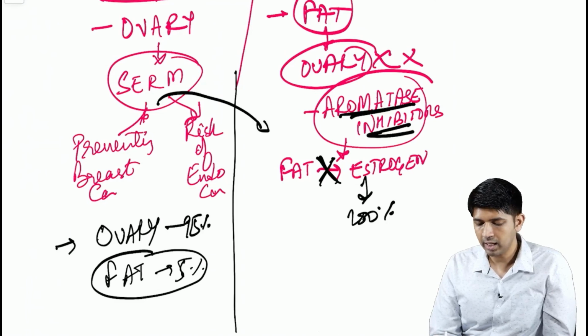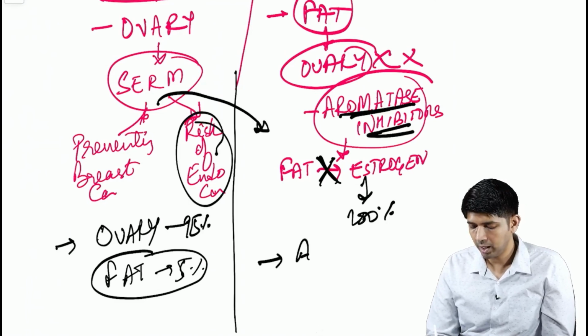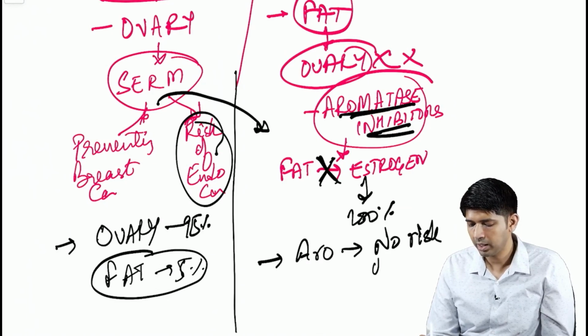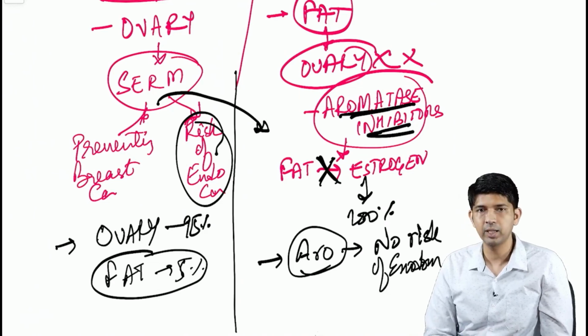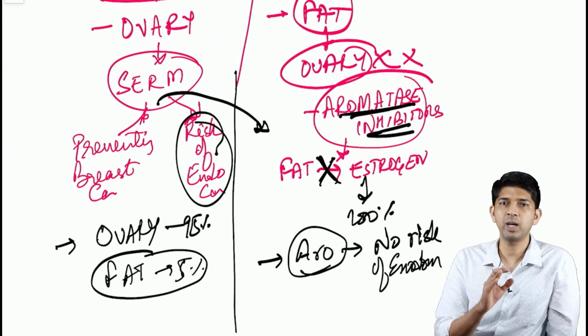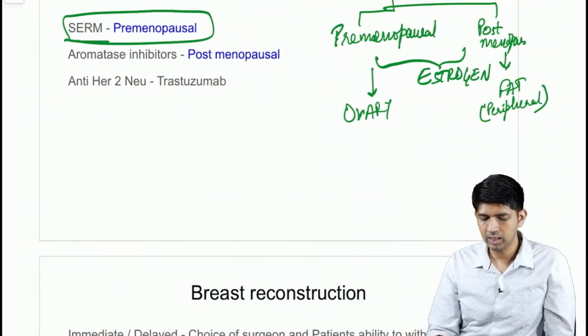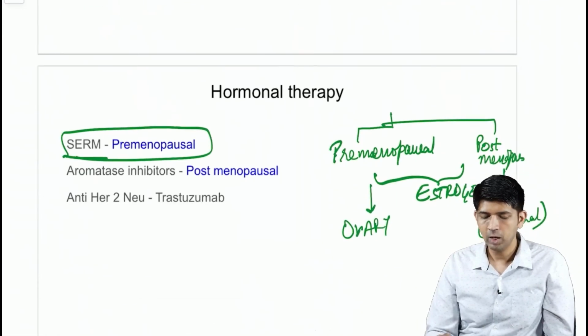So why not a SERM here? Why do you want to take the risk of endometrial carcinoma? With aromatase inhibitors, there is no risk of endometrial CA. That is why in postmenopausal you are going to give aromatase inhibitors, and in premenopausal you are going to give selective estrogen receptor modulators. If you have understood this concept, you will understand how we manage hormonal therapy.